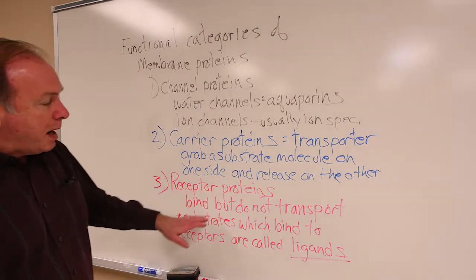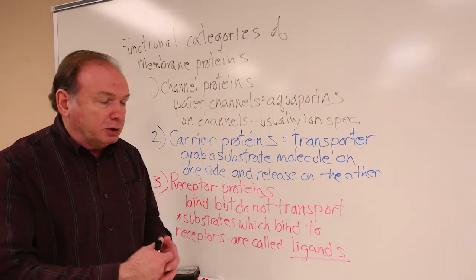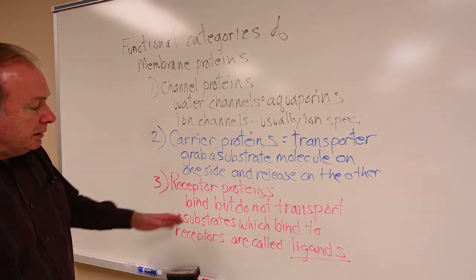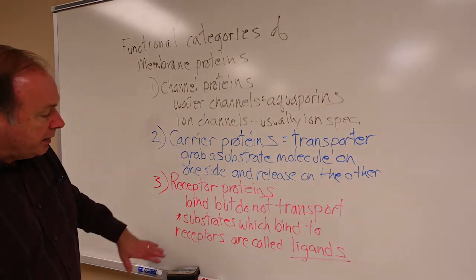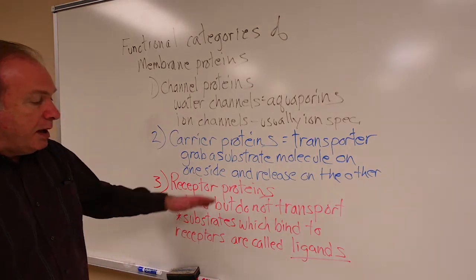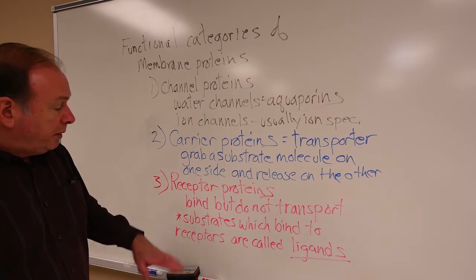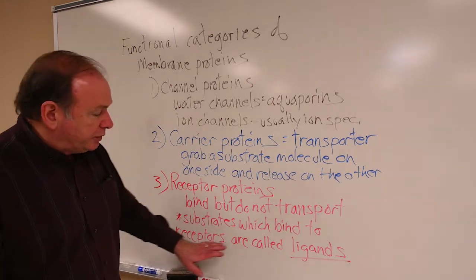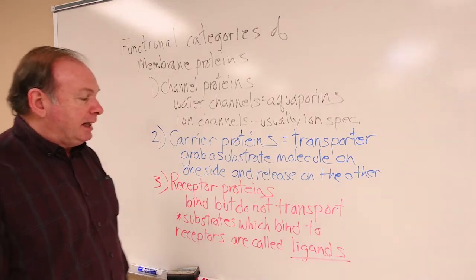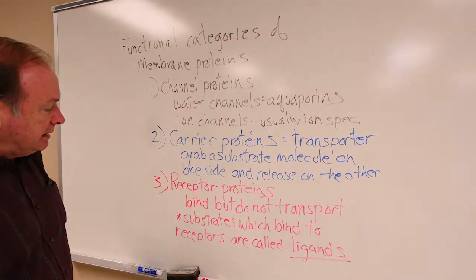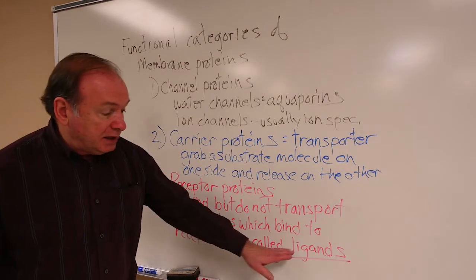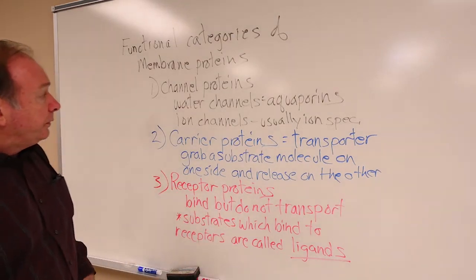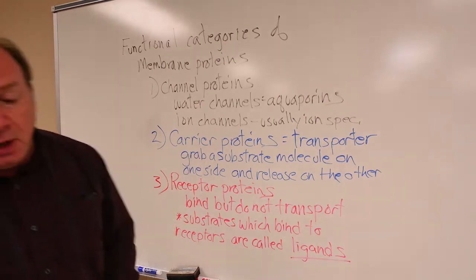Receptor proteins will bind to a substrate molecule, some kind of molecule on the outside of the cell, for example, and the substrates are not going to be moved across the membrane here. They're just going to bind to it. Substrates which bind to the receptors are called ligands, L-I-G-A-N-D-S, ligands. So the very definition of a ligand is something that binds to a receptor protein in the cell. Next, moving on to number 4.